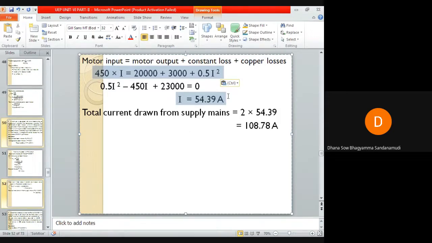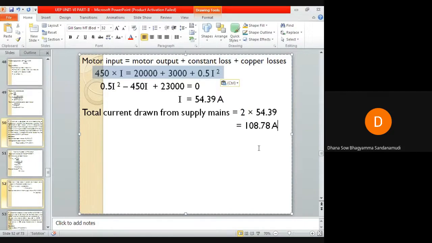So you have determined the current in each motor. Since we have two motors, you multiply the current value by 2, and you will get the total current drawn from the supply. So 2 into 54.39 gives 108.78 amperes. Since we have only two motors connected in parallel, I multiplied the current in each motor by 2. If there were 3 motors connected in parallel to the supply, I would have written 3 here, and as the number of motors connected in parallel increases, this value will also increase. I hope you have understood.